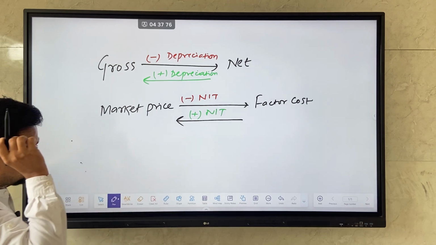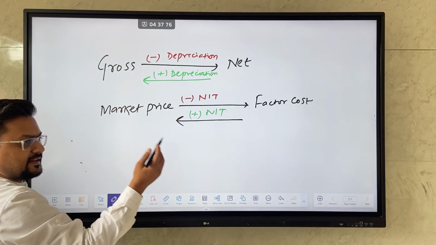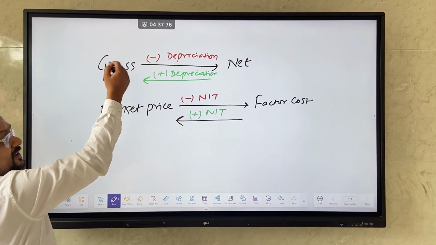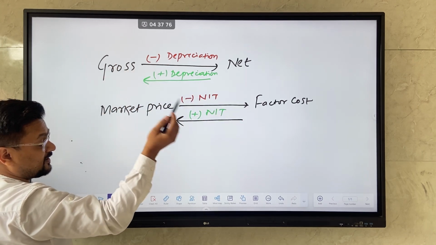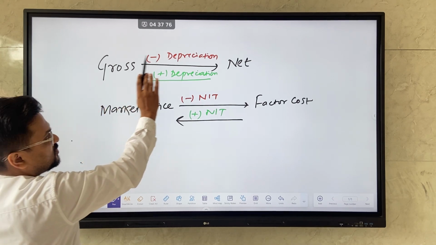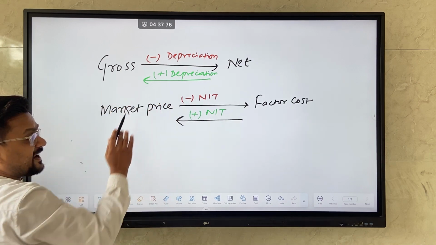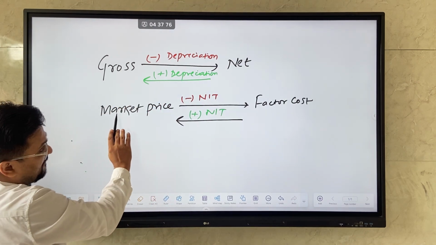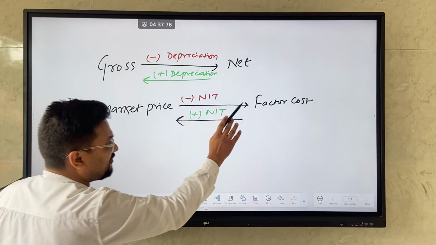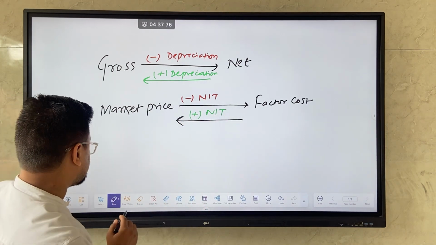So remember, I'm using green color for addition and red color for subtraction. So you can understand it and visualize that from gross to net we are subtracting depreciation, from net to gross we are adding depreciation, from market price to factor cost we are subtracting net indirect tax, from factor cost to market price we are adding net indirect tax.